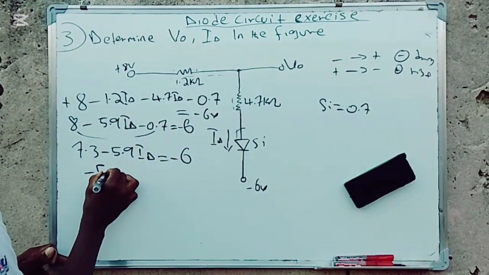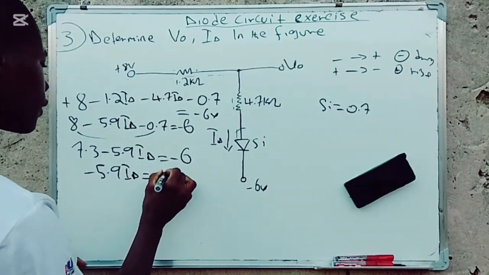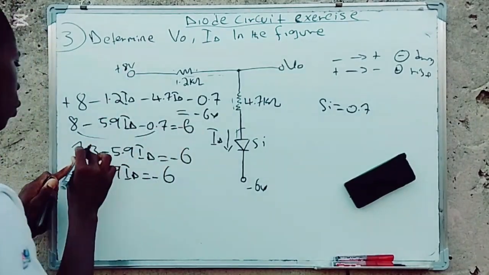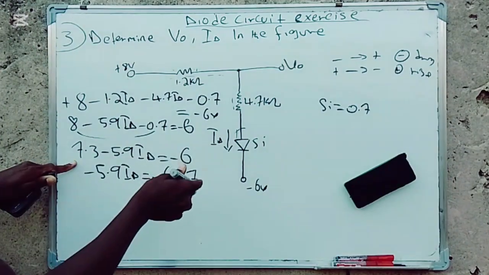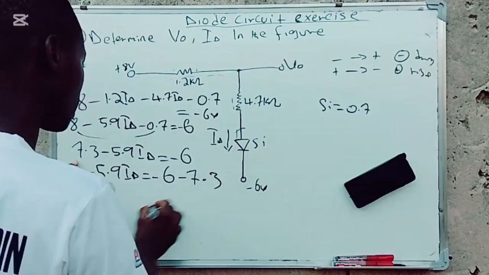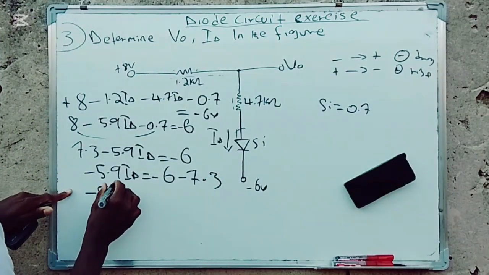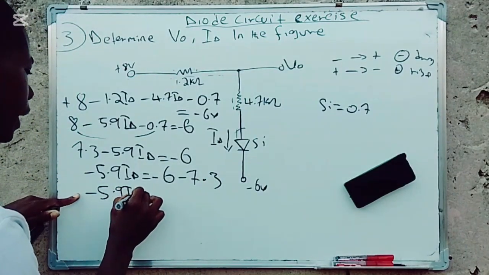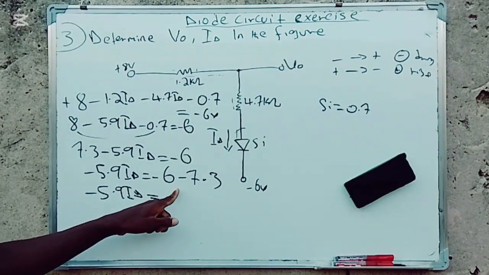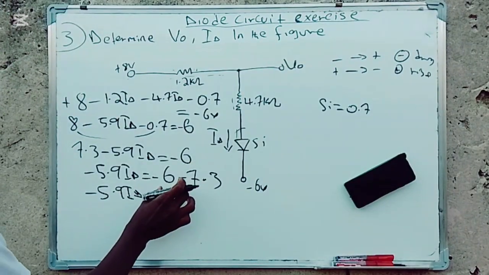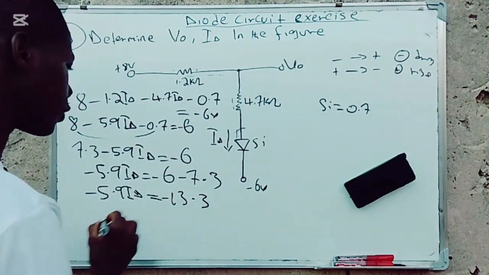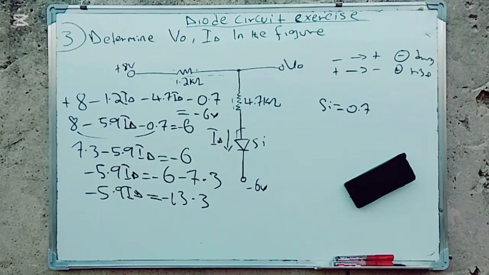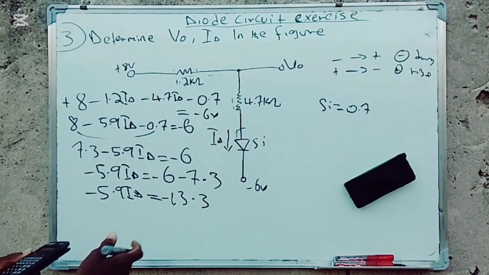So minus 5.9 ID should now be equal to minus 6 minus 7.3. As you can see, this is positive, and when it crosses the equal sign, it will now be negative 7.3. So minus 5.9 ID equals negative 13.3, because minus 6 minus again 7.3 gives me 13.3.